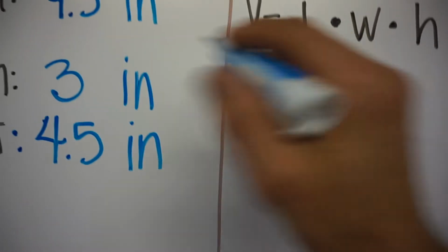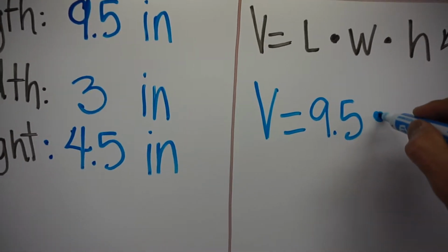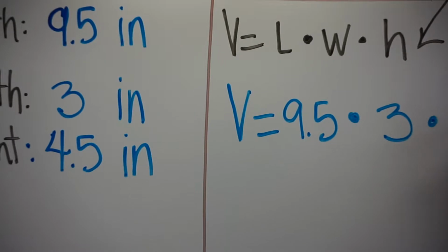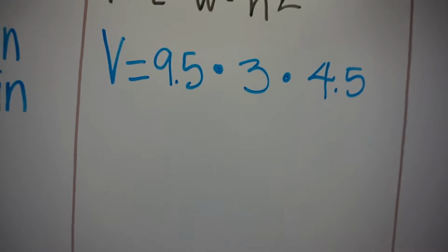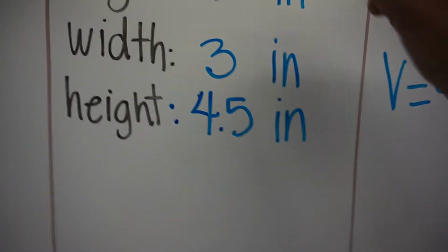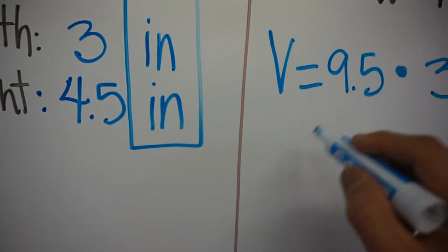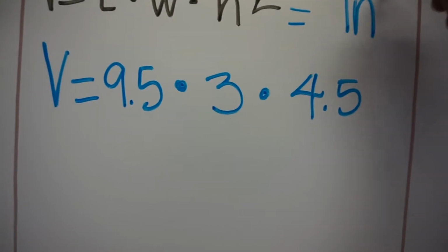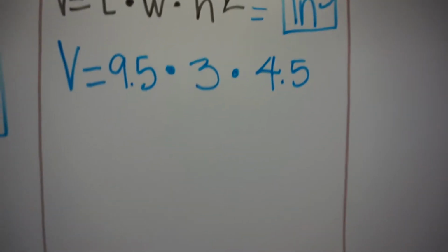Here's the volume equals the length we said is 9 and 5 tenths inches times the width, which is 3, times the height, which is 4 and 5/10. So there you have it, my friends. Now I want you to remember something: because this is a three-dimensional shape and it's going to be in inches, when we receive the answer it's going to equal cubic inches. So you need to write it in this manner, cubic inches. Now you got to solve.